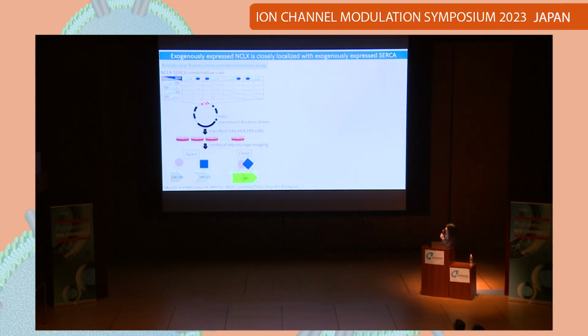First, we examined the exogenous expressions of NCLX. We did a bimolecular fluorescence complementation assay. We constructed plasmids of NCLX and SERCA fused with an N or C terminal half of monomeric Xavier green. And then these eight combinations of NCLX and SERCA were transfected into HEK cells, and fluorescence was detected using confocal microscopy. If NCLX and SERCA existed apart in the cells, there should be no fluorescence. But if NCLX and SERCA were localized closely, monomeric Xavier green should be reconstructed and the fluorescence should be detected.